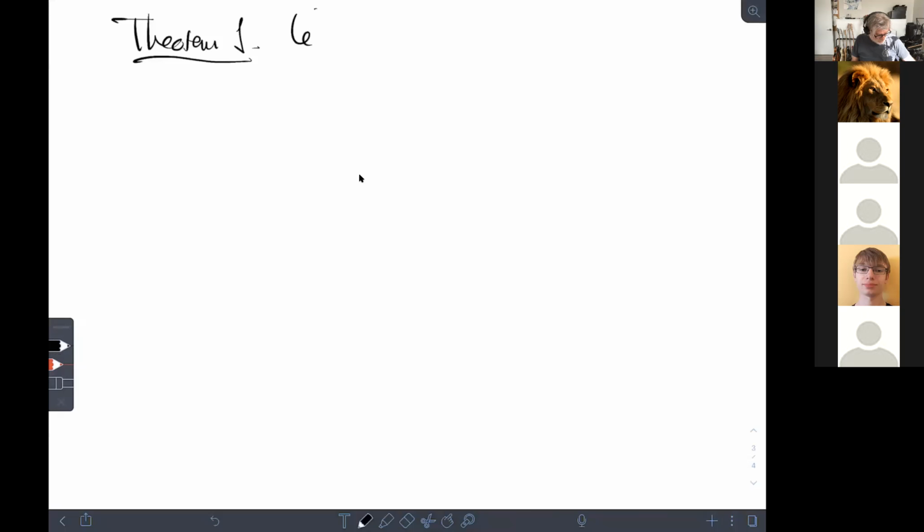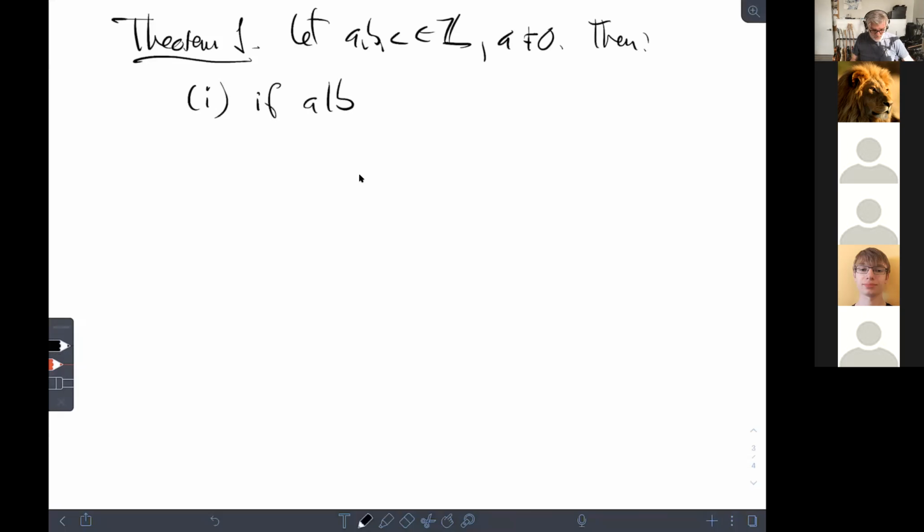So our first theorem: if I have 3 integers, A, B, and C, A is not 0, then the following are true. 1, if A divides B and A divides C, then A divides B plus C. That's our first statement. Second statement. These are very useful little things that we're going to use all the time from now on, okay?